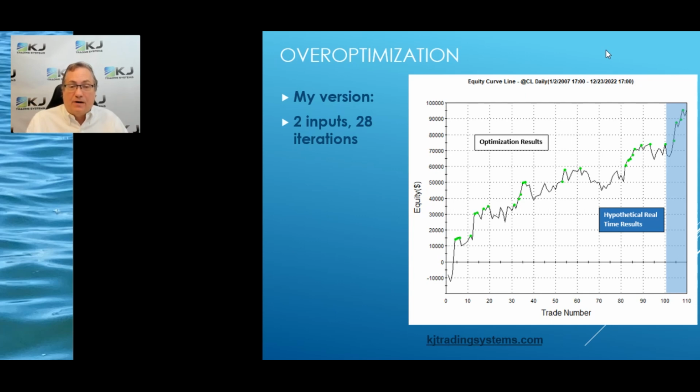The white part of the curve was where I optimized, and then I ran it out of sample for this particular test for 1 year. And you can see it did pretty good. When you do not over optimize, this is what tends to happen. You tend to get better results in real time, and that's that light blue area. So that's pretty good. Now, it's good performance in 2022, but what if I had optimized more? Would I have gotten something better?